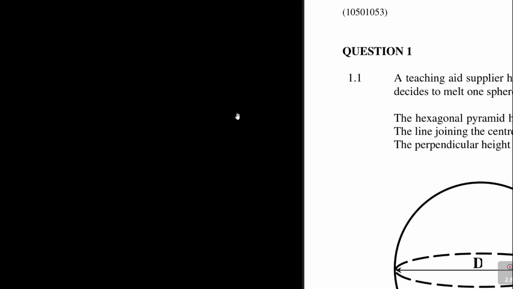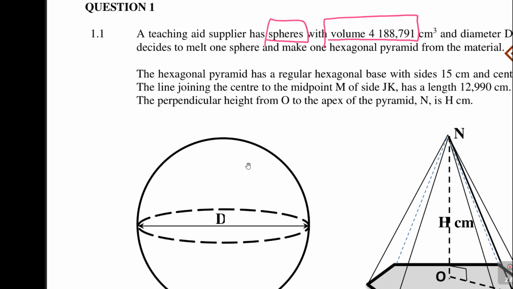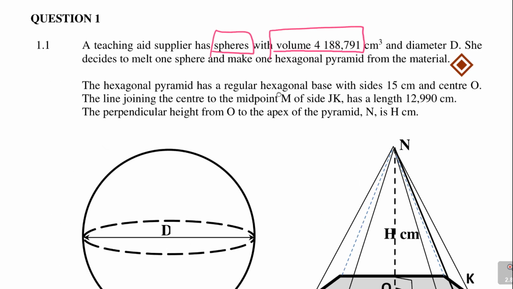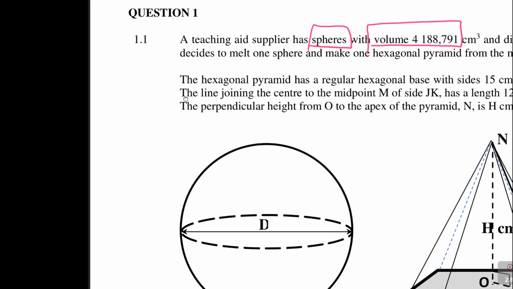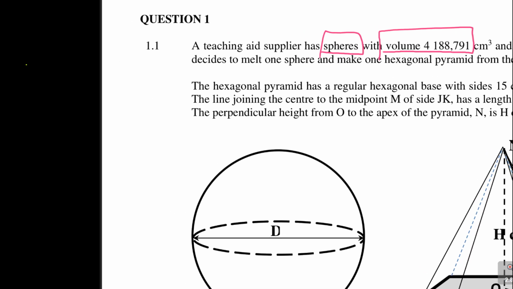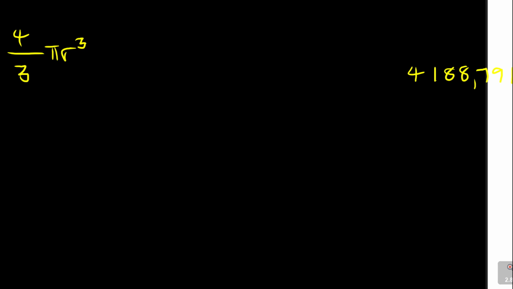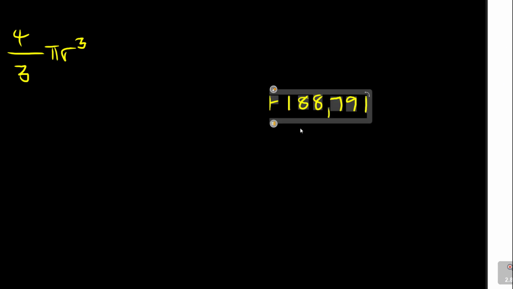And then the question is, they are saying that particular volume, says a teaching aid supplier has spheres with volume. They gave me the number there, that is 4188.791. Let me write this number so that I can move it with it there. So that's the volume. If I take it in closer to this side, it will make more sense to you.